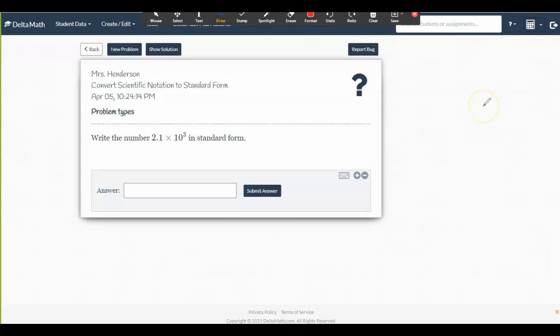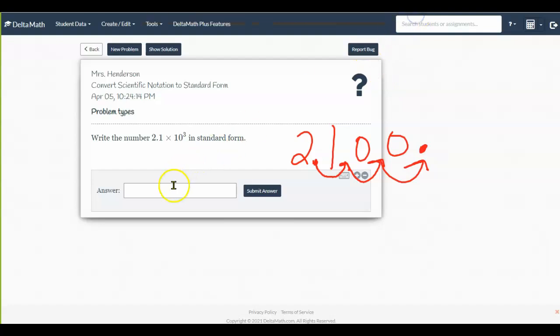Okay, let's think about this one. 2.1 times 10 to the 3rd, or a 1 with 3 zeros after it. So my number is definitely going to be getting larger. 2.1 times 1,000. So I need my decimal point to move 3 places. Now don't forget, the decimal point has to jump past this number 1, so that takes up 1 place. I have to move 3 places, so I need to go 2 more spaces. And don't forget to fill in those places with zeros. So 2100 is going to be my final answer.